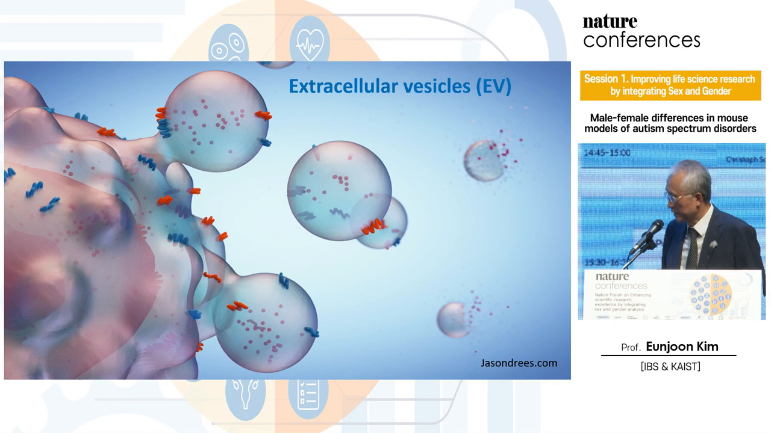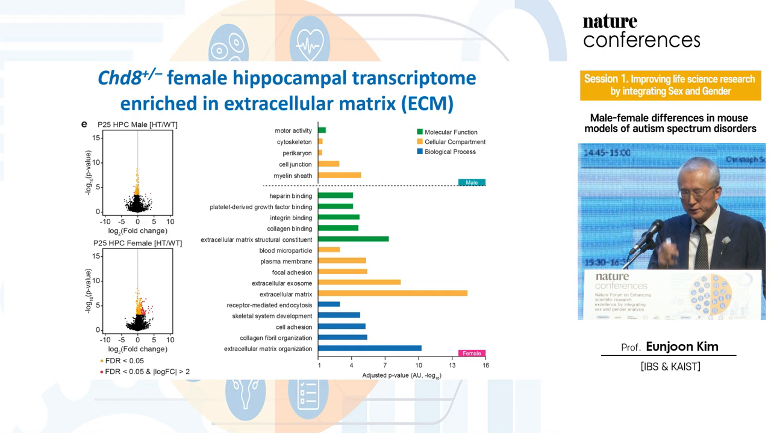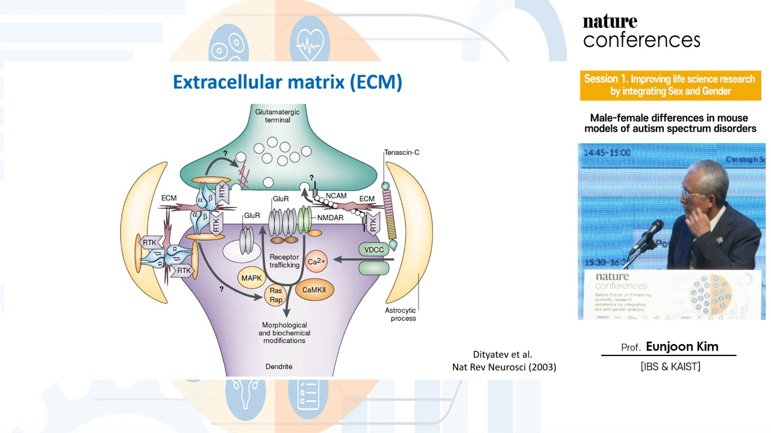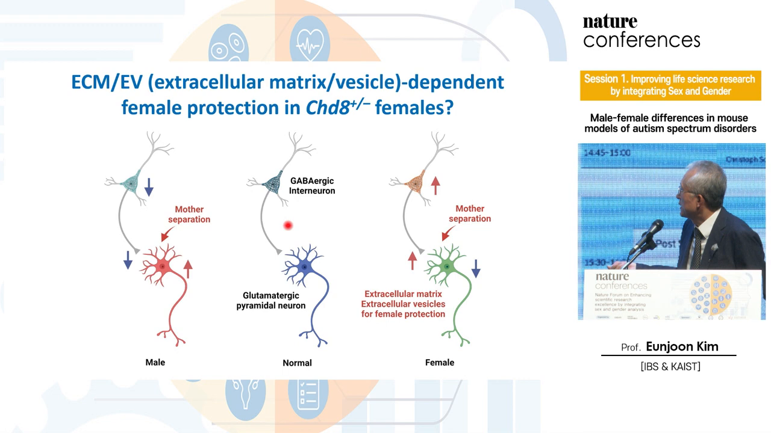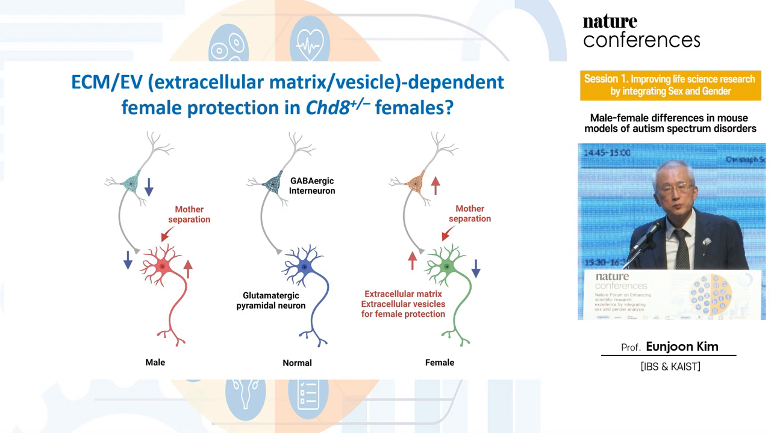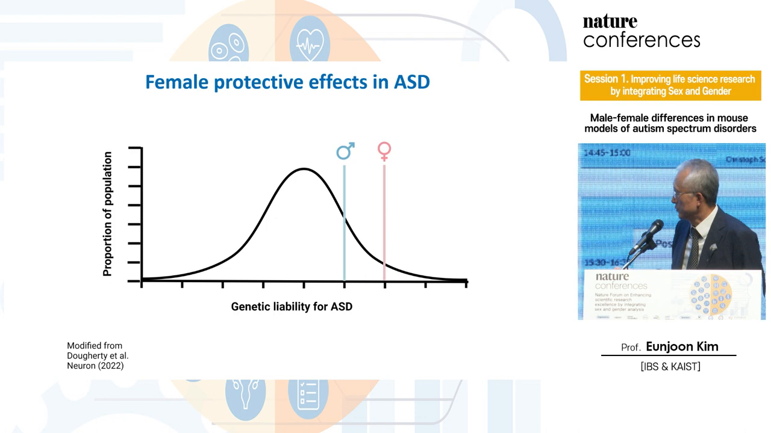We also narrowed down the transcription analysis down to the hippocampus. And this time we found female-specific increases in the genes associated with extracellular matrix, which are the molecules that are released from brain cells. And they are often concentrated in the synapse areas that regulate synaptic structure and function. So it's possible that these female protective effects that we observed could be mediated by extracellular vesicles and also extracellular matrix. But we'll have to test out the causality in future experiments.